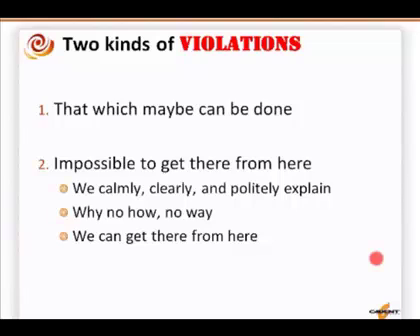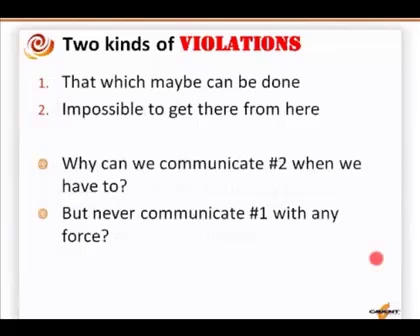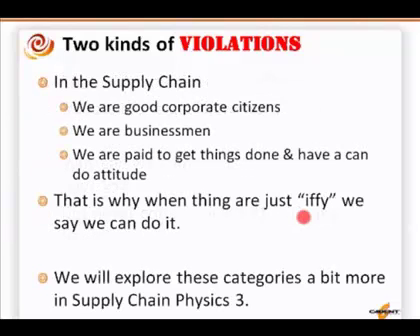What we do is we calmly, clearly, politely explain that there's no way we can get from here to there, and here's the best that you can do right now, given what we have. We can communicate this very clearly in terms of supply chain physics. So when we are convinced ourselves that it's impossible, we can communicate this very well. The laws of supply chain physics are very clear, and we have great authority when we explain that to our business partners. That which maybe can be done, I don't know. We can never communicate this very well.